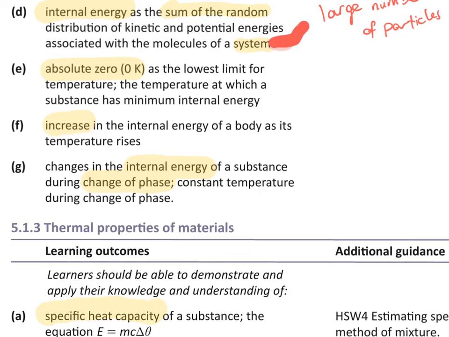So you can see here, one of the specification points said absolute zero is the lowest limit of temperature. There's nothing lower than that. And that's the temperature at which a substance will have the minimum internal energy, meaning that it will only rely on the potential energy. You should be able to state this in questions. We're going to talk about how there's an increase in the internal energy of a body as the temperature rises, and the changes in internal energy during a phase change, with constant temperature during a phase change as well. That's the next part I'm going to talk about.